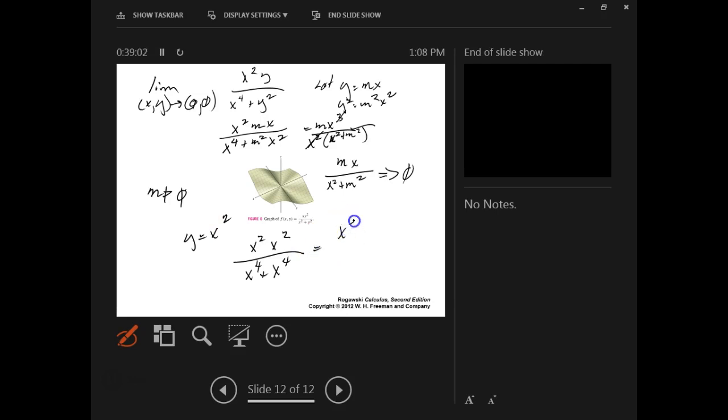This gives you x to the fourth over 2x to the fourth, and this would be 1/2. Okay? That would be the limit coming down the parabola. Oh, no. Okay. Too bad. It's 0 coming every other way. Not every other way, coming in a linear way, but coming in a quadratic way, you don't get that.